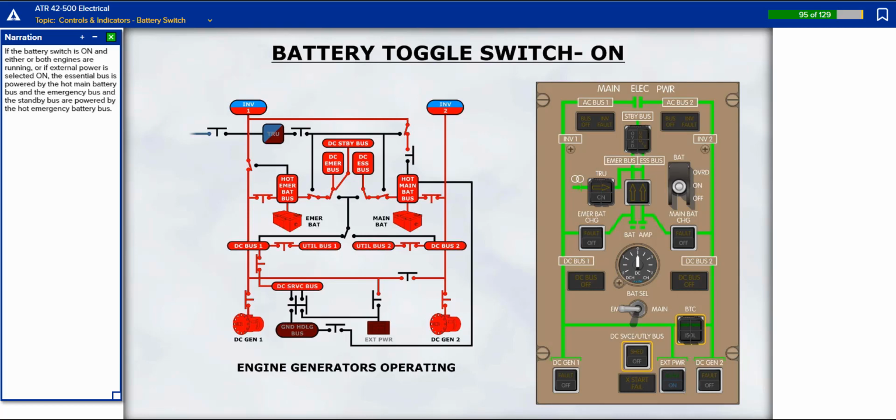If the battery switch is on and either or both engines are running, or if external power is selected on, the essential bus is powered by the hot main battery bus, and the emergency bus and the standby bus are powered by the hot emergency battery bus.